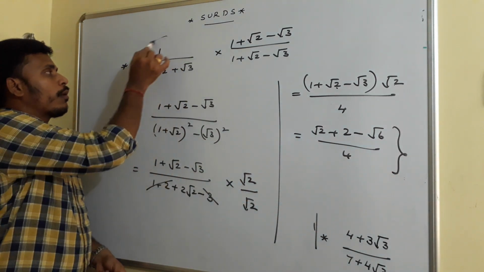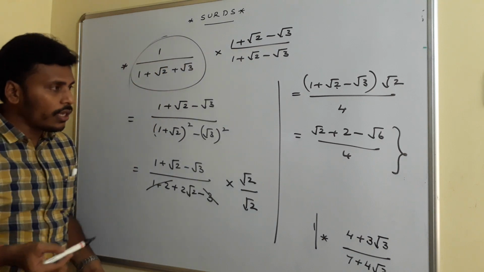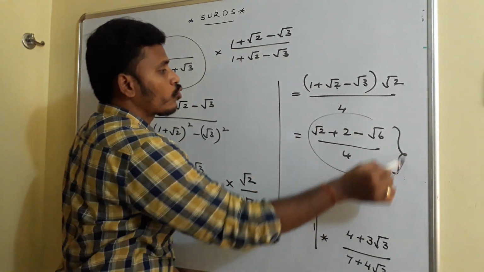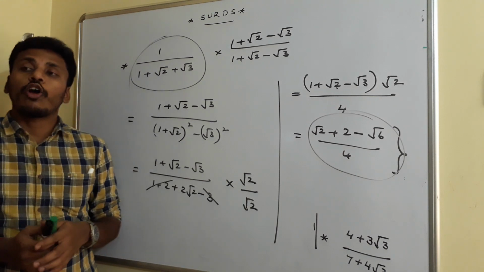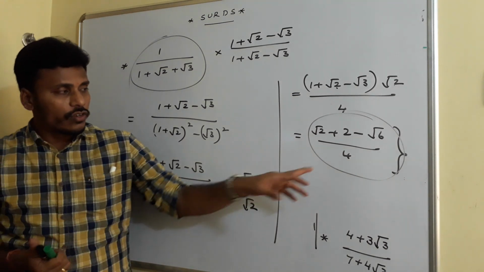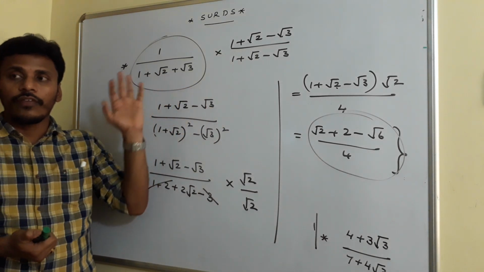Actually the given problem is 1 by 1 plus root 2 plus root 3 and your answer is root 2 plus 2 minus root 6 by 4. Both are numerically the same, but the denominator is rational for this result, whereas it is irrational for the given problem.